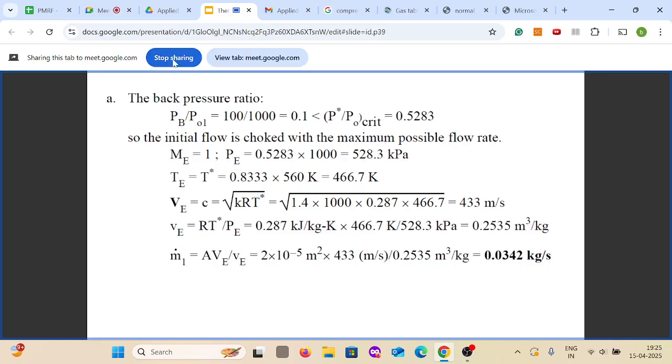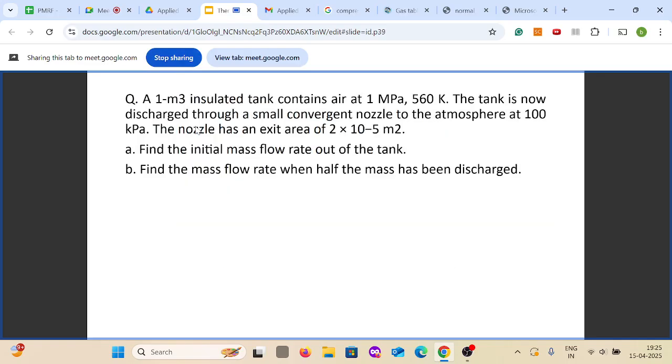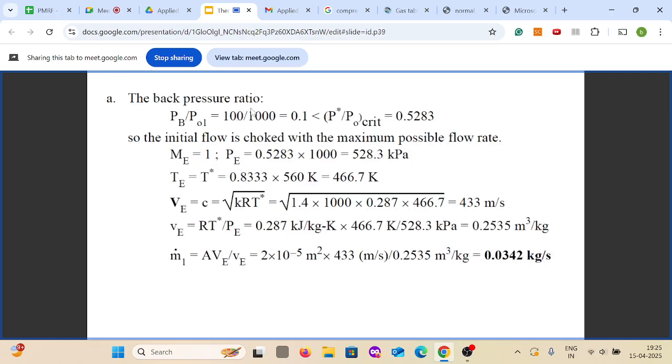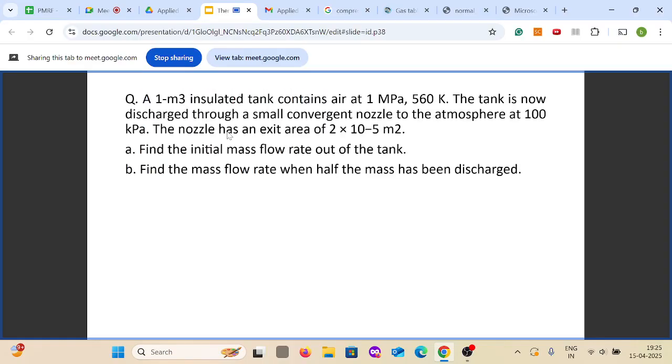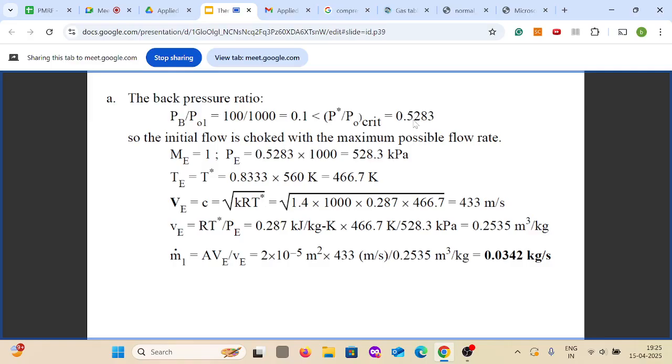First case, we'll see the back pressure ratio. Outside pressure is 100 kilopascal and inside is 1000 kilopascal, so the pressure ratio is 100 by 1000. If you calculate the critical pressure ratio, P star by P naught, using the 2 by gamma plus 1 value in this expression, we get the critical pressure ratio, which is 0.5283. So the pressure ratio is lower than the critical pressure ratio. So the initial flow is choked with the maximum possible flow rate.